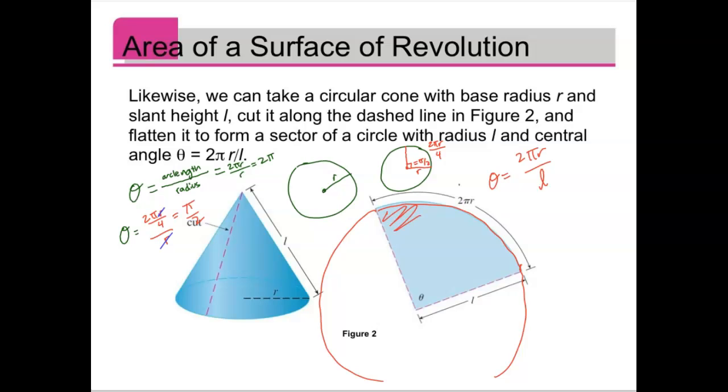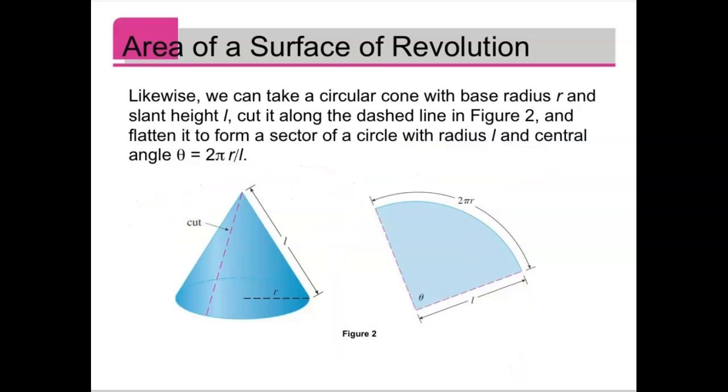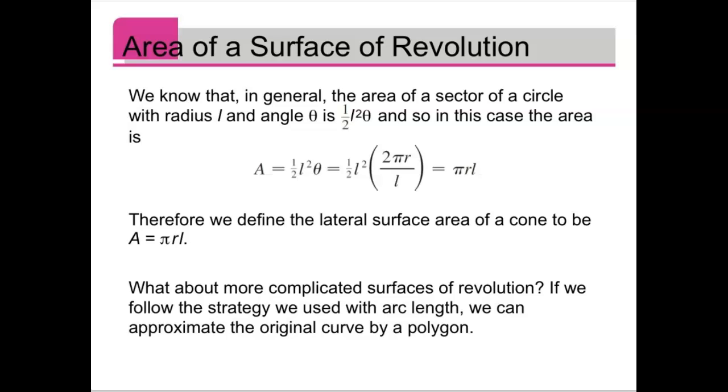All right, what I'm looking to come up with is a formula for the area of a sector of a circle. In general, the area of a sector of a circle with radius L and angle theta is 1/2 L squared theta. But we just defined theta as 2 pi r over L. So I can make a substitution of 2 pi r over L, and I can simplify 1/2 L squared theta to pi r L.